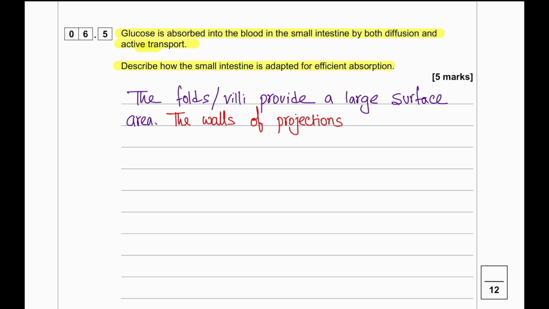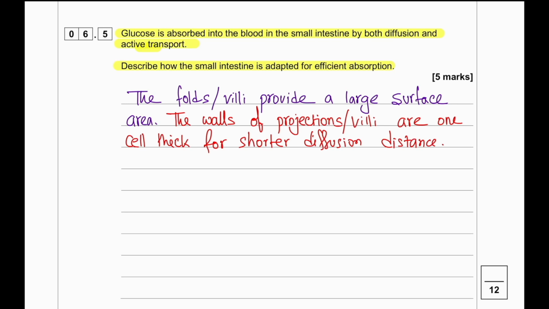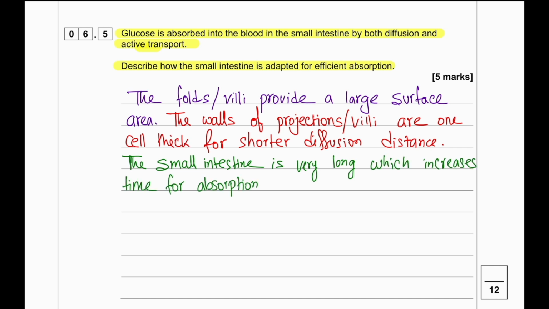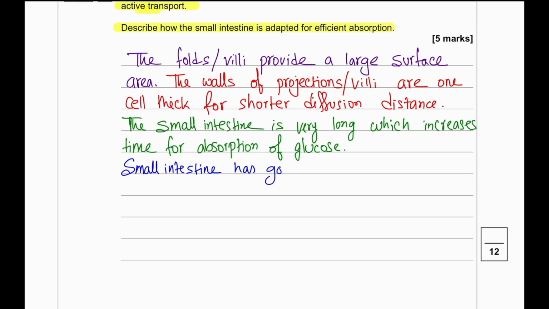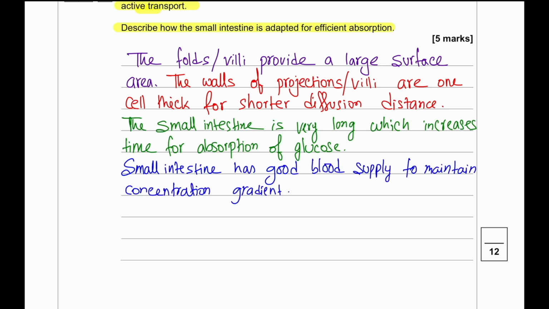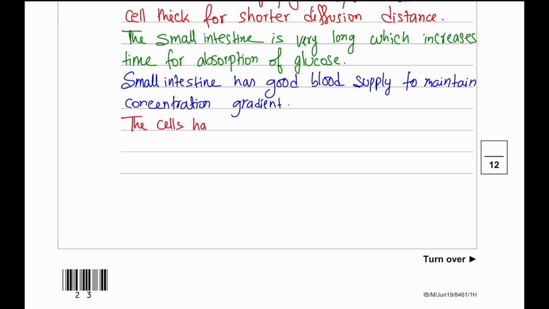The small intestine is also very long, which increases the time for the absorption of the glucose to occur, and it contains a very good supply of blood to maintain a higher concentration gradient between the blood flowing through the gut system and the small intestine. As a result, the cells can absorb more glucose. The cells lining the villi have mitochondria, which can do aerobic respiration, and then they can do active transport of the glucose as well.